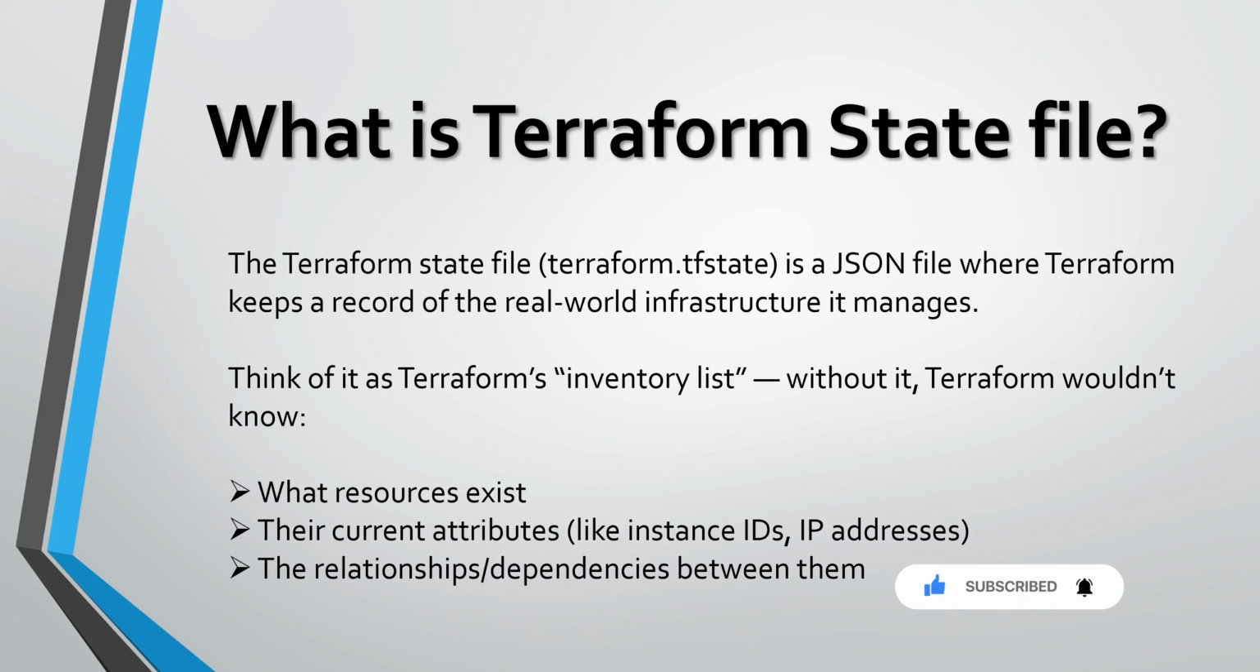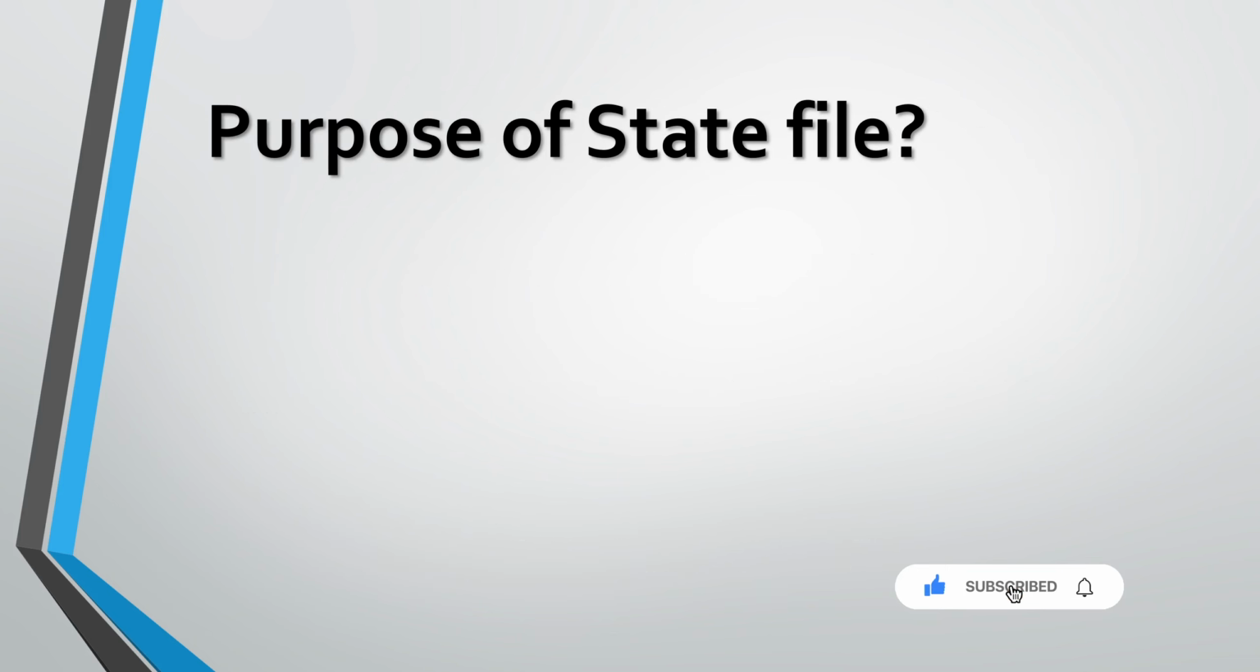And it also doesn't know the current attributes of your resources, like instance ID, IP addresses, and relationships or dependencies between your resources. So in order to be aware of what has been created by you, Terraform stores all this information in the state file. What is the purpose of this state file?